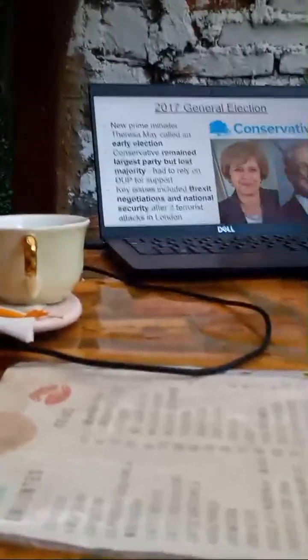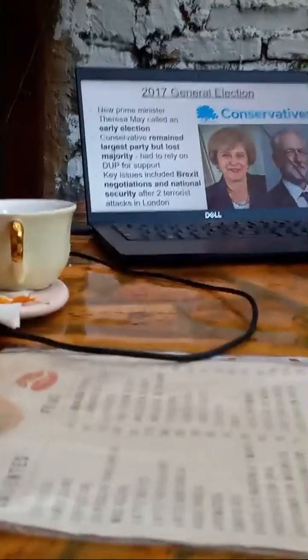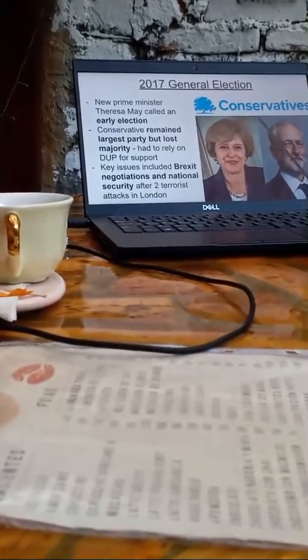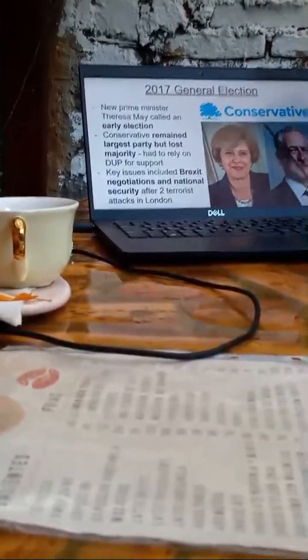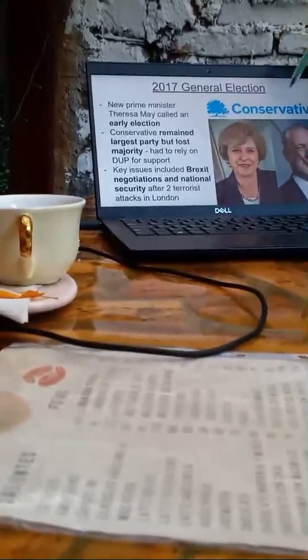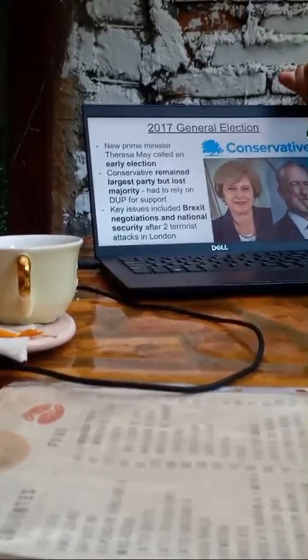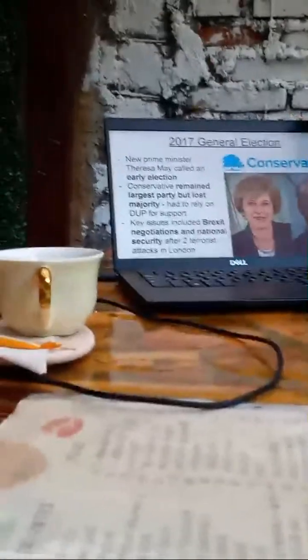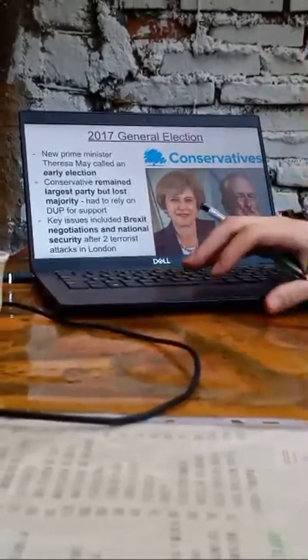They were the Northern Ireland Unionist Party, so they had to form an alliance to actually pass any laws. It really went wrong. But the key issues, obviously the biggest one, were Brexit negotiations and national security, because shortly before this election there were two terrorist attacks in London by Islamist terrorists on bridges in London. But they did still stay in power, more or less.